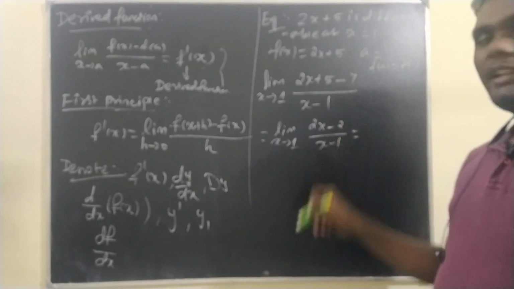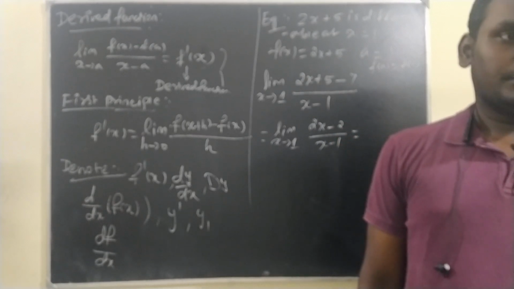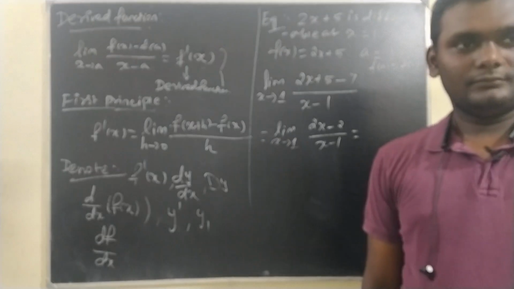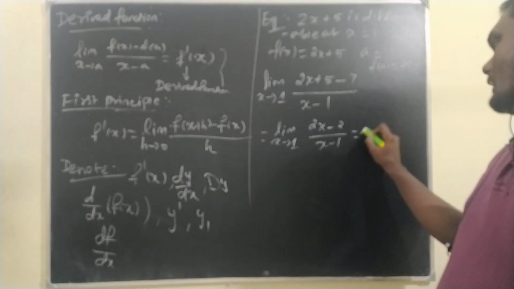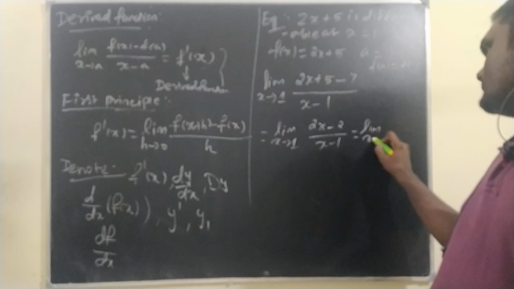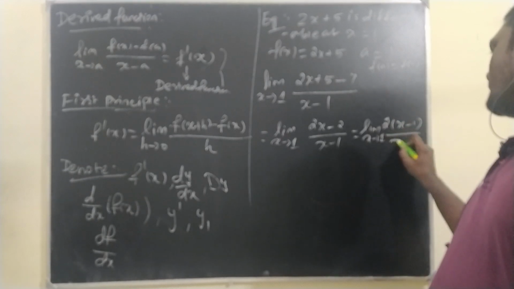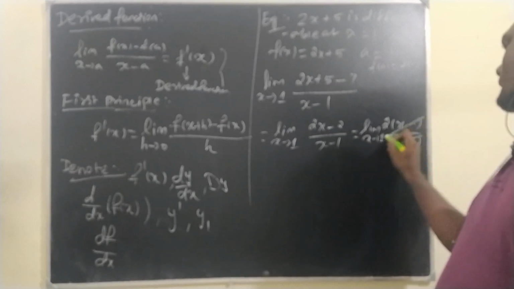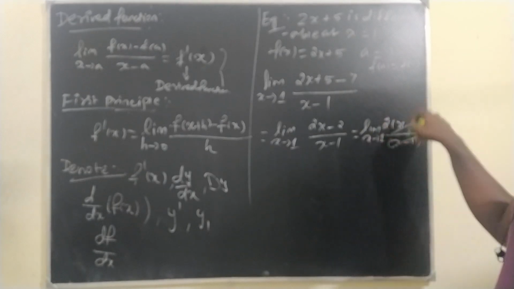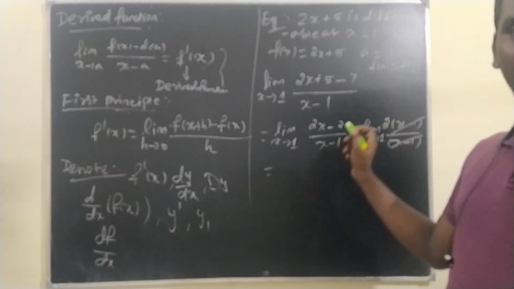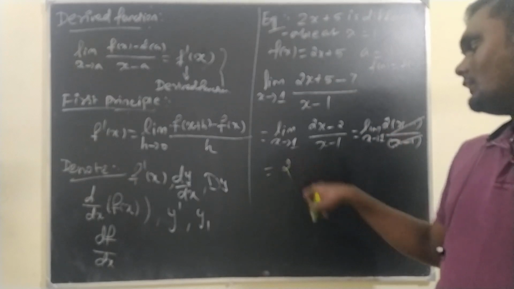Shall we apply the limit here directly? No, we can't. 2 we can take out as common. x minus 1 by x minus 1. These two will get cancelled. Then here no x, where we can apply 1. Limit x tends to 1, 2 means it is 2 only.